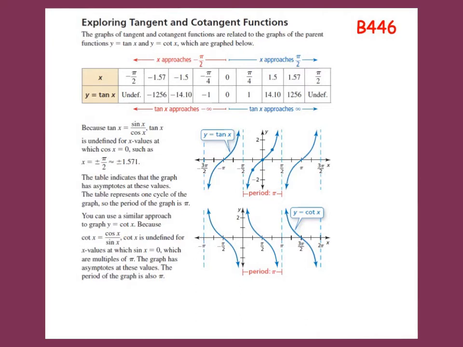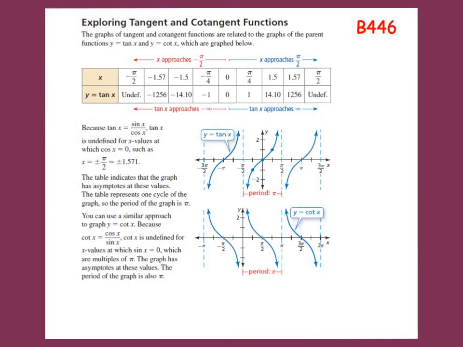The graph has asymptotes at these values, and the period again is from 0 to pi, which is a pi period. This graph is always decreasing. As we go to the right, it goes towards negative infinity, and as we go to the left, it goes towards positive infinity in between the asymptotes.